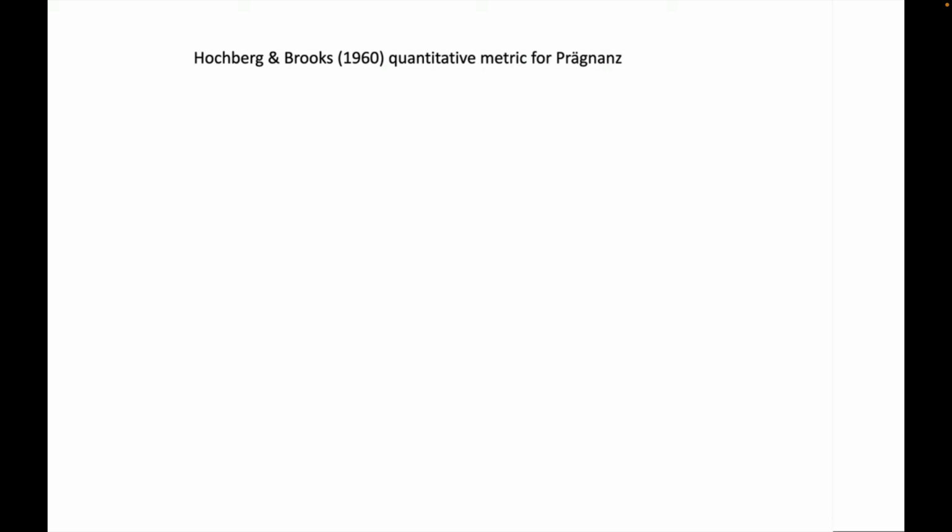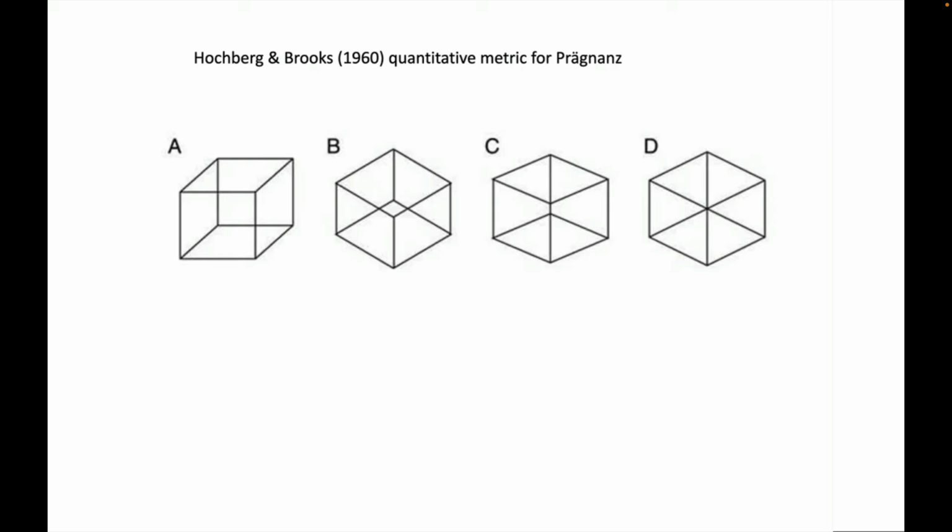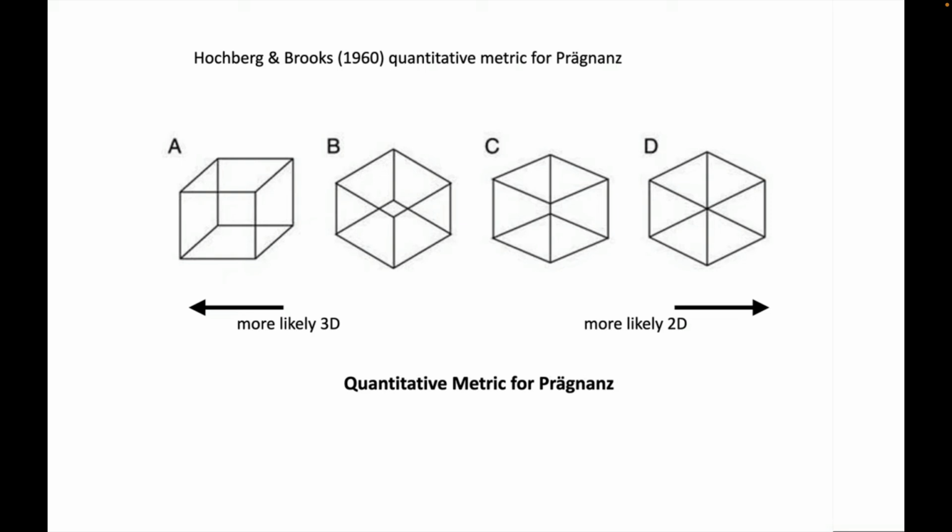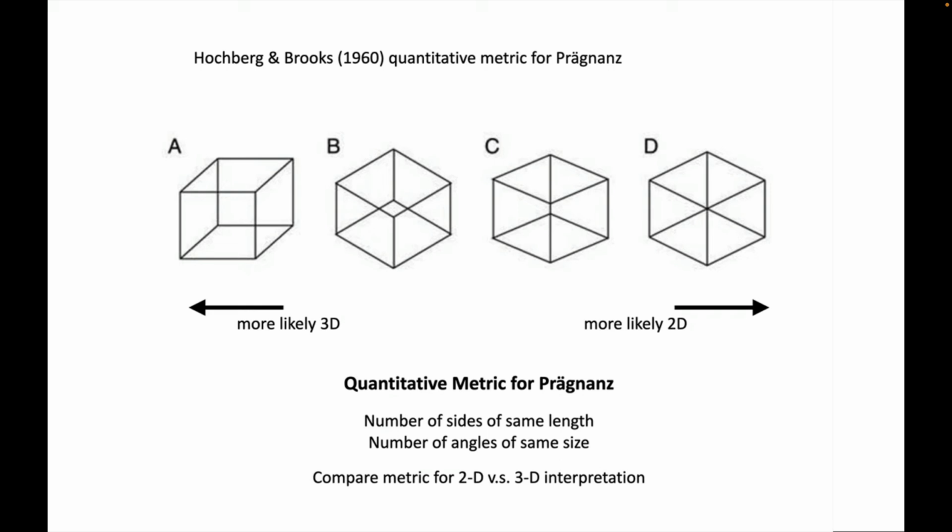In 1960, Hochberg and Brooks devised a quantitative metric for Prägnanz. They presented a bunch of ambiguous stimuli like these to subjects and asked them to rate which are more likely to be perceived as 3D shapes and which are more likely as 2D shapes. And then from these experimental results, they devised this quantitative metric: you count the number of sides of the same length in each of these figures, and the number of angles of the same size, and we compare this metric for 2D versus 3D interpretation, and it will explain these experimental results.